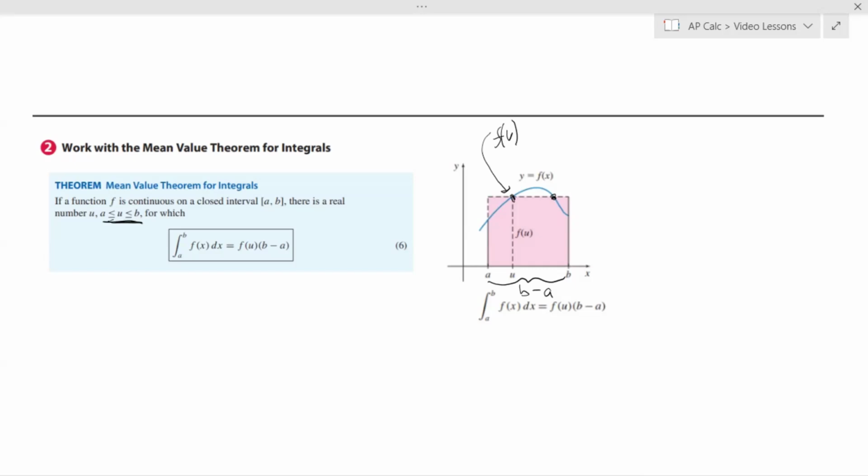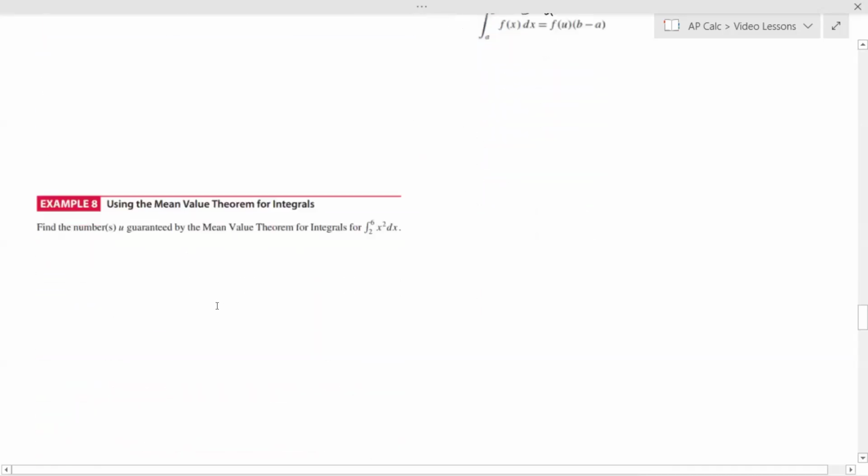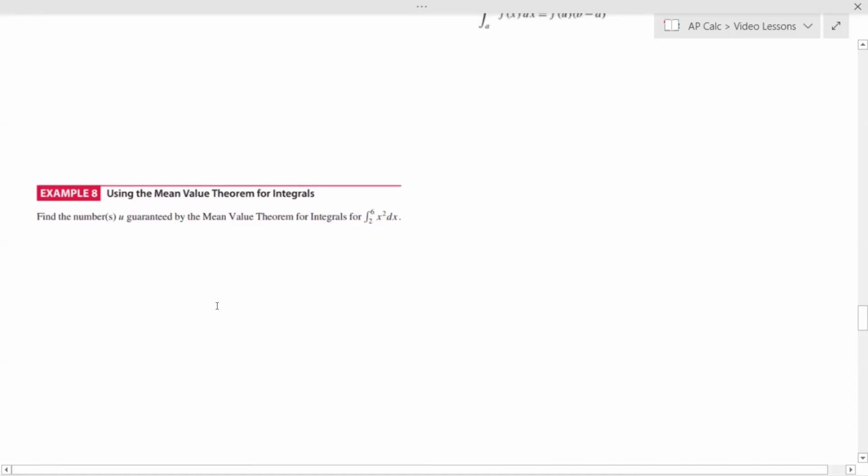But basically, what it is saying is that if you could flatten the function out, so to speak, and make it into a rectangle, it would fill up that same amount of area as the area under the curve. So let's look at an example here. I want to find the number u guaranteed by the mean value theorem for integrals for the definite integral from 2 to 6 of x squared.